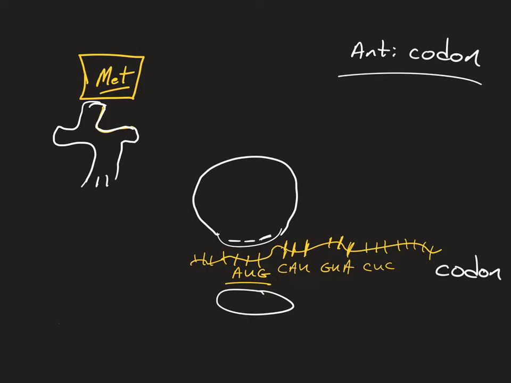So what do you think, if this is carrying methionine, what do you think is on the other end of this tRNA? These tRNAs are in the cytoplasm. It's the anticodon. Just because we're running out of time, I'm going to answer for you. You have UAC on this end.